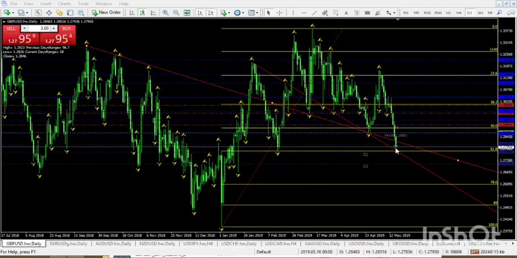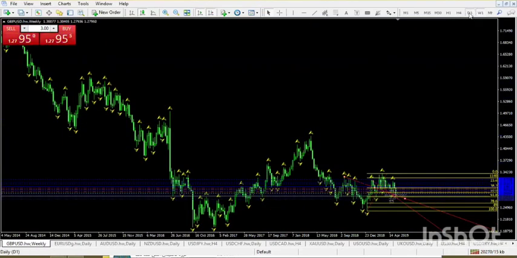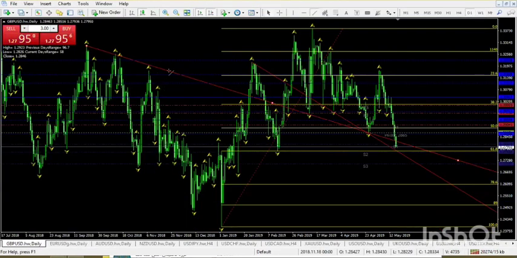So this is an important point here. You have to pay attention to this area. We have another line. I found it when I was looking at the chart. I think it was this one.